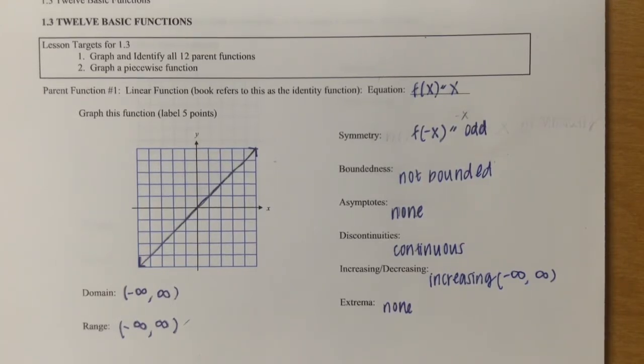It's a linear function, so it doesn't have any asymptotes, and the discontinuity is continuous because you can draw the line without lifting your thumb. The line is increasing from negative infinity to infinity, and there is no extrema.